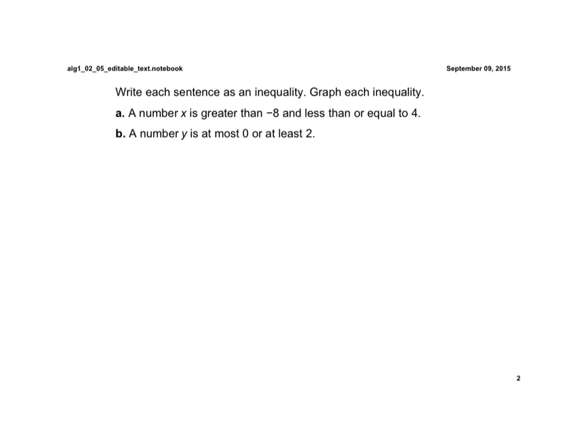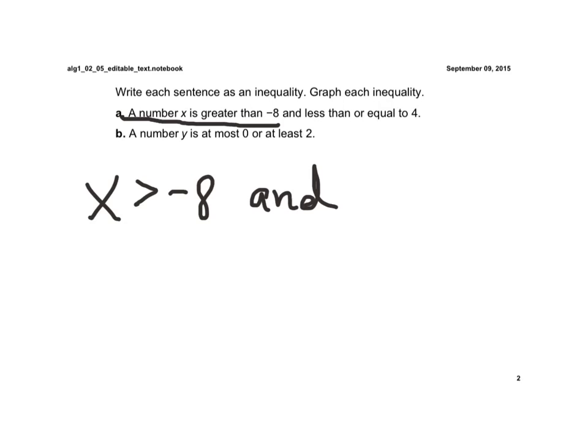So here it says write each sentence as an inequality. Graph each inequality. So it says a number x is greater than a negative 8 and less than or equal to 4. So if we first do the first part of that right here, a number x is greater than a negative 8 and less than, so again the number x is less than or equal to the number 4. Now that's the compound inequality using the word and.